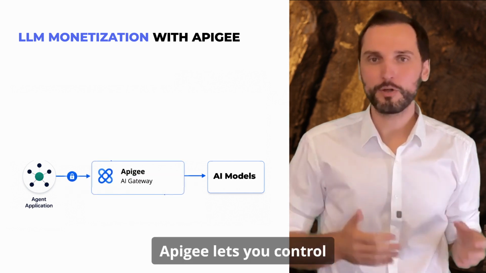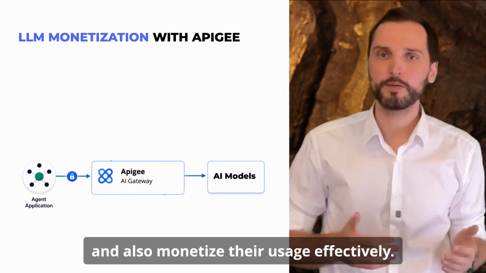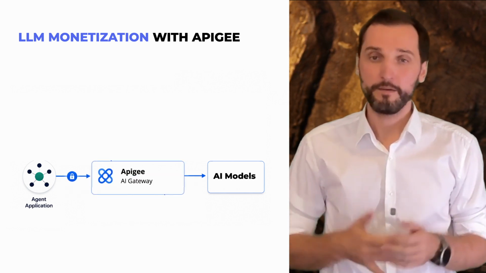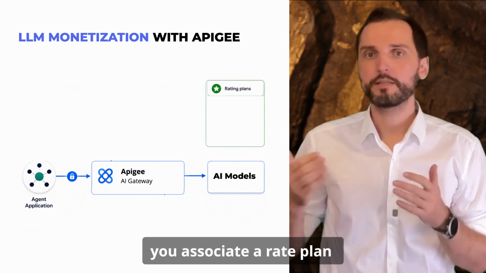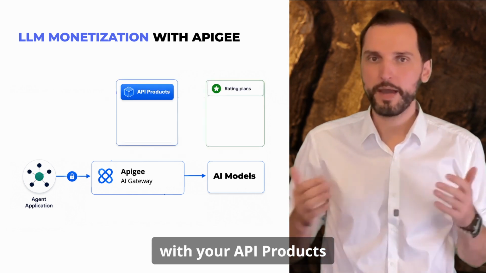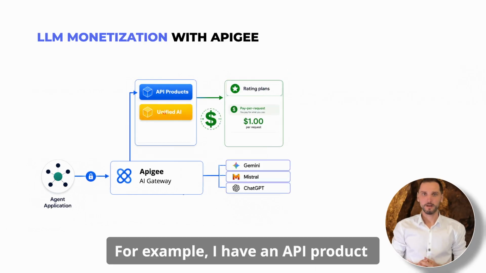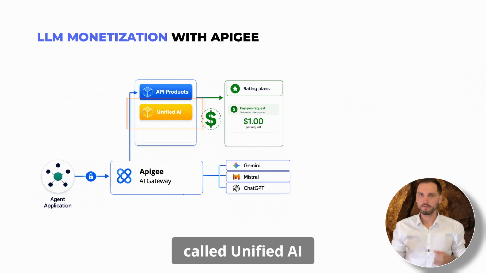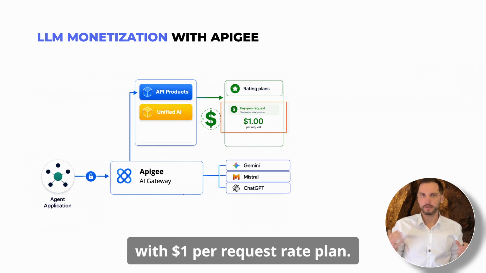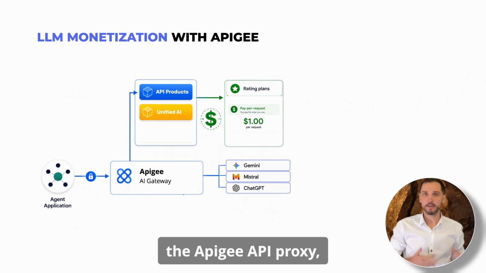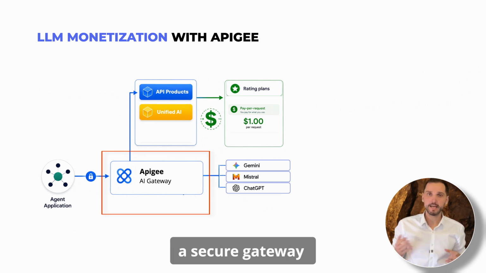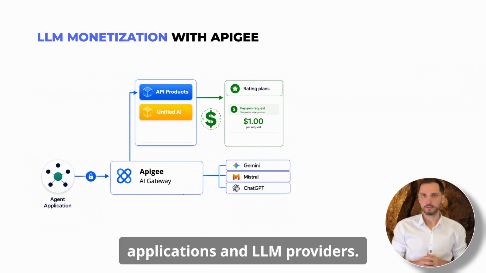Apigee lets you control access to your LLMs and also monetize their usage effectively. With Apigee monetization, you associate a rate plan with your API products. For example, I have an API product called Unified AI with a $1 per request rate plan. The product uses an Apigee API proxy, a secure gateway between applications and LLM providers.